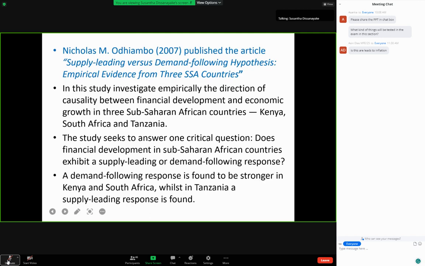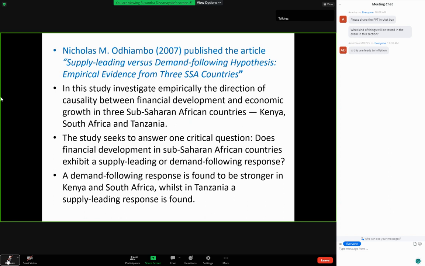So now we are going to see how these studies have been applied practically and what sort of research has been done. How have they identified the use of having an idea of this demand following and supply leading? So we are going to see to which extent the researchers have utilized this concept to get an idea.